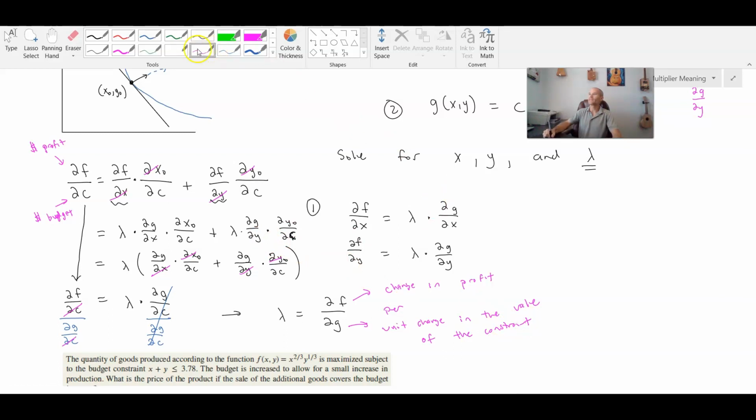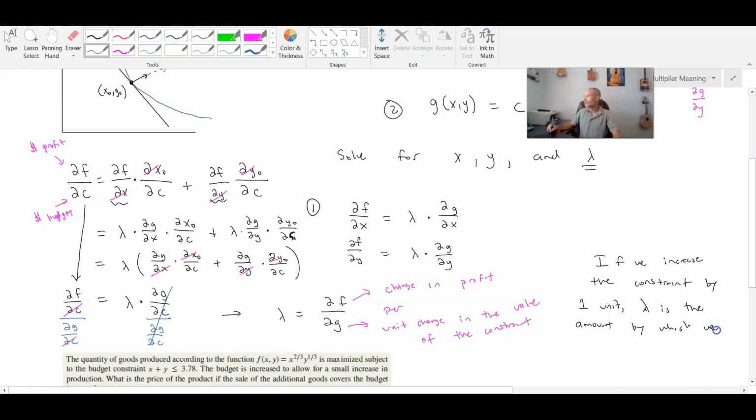So what I could say here is, in this context, well, let's go ahead and take a look at an example. But if we increase the constraint by 1 unit, lambda is the amount by which we expect our objective function, which is f, to change by.